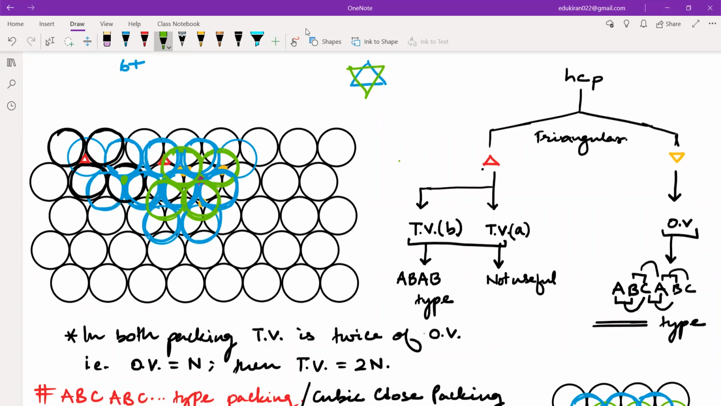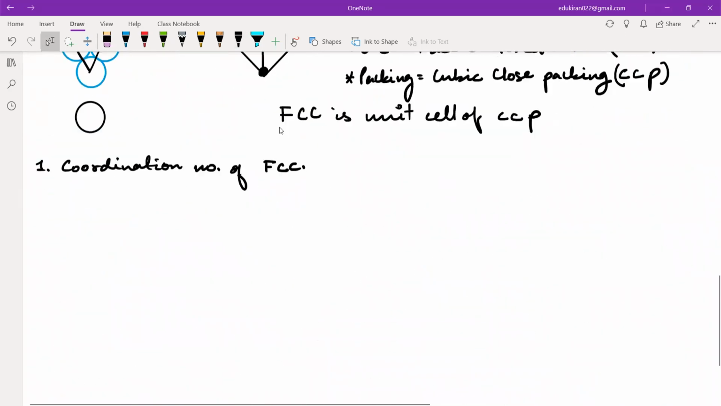And at last, we have got 3 from the green layer, and the bottom layer, this blue layer was on the top of these black atoms to make a tetrahedral void, right? Yes or no? So plus 3. So in total we have 12. The coordination number is 12. All of you can see that, yes or no? Yes, sir. So the coordination number is equal to 12.